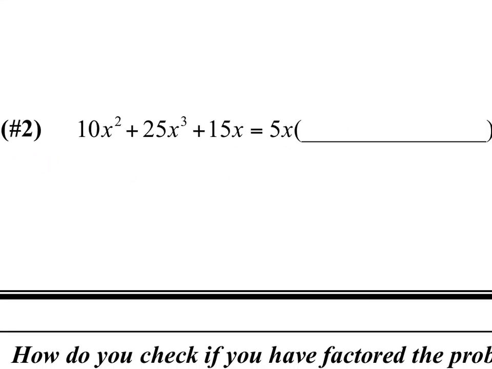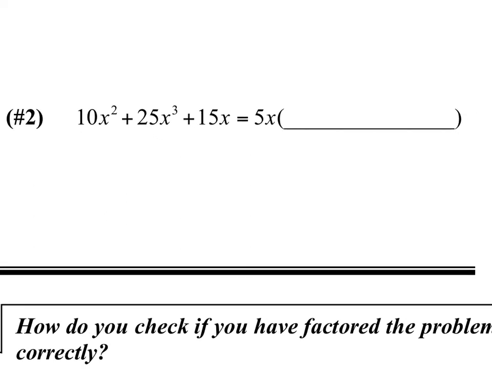All right, next one. 5x is the GCF. We're dividing everything by the GCF. So 10x squared, 10 divided by 5 is 2. X squared divided by x is going to be x to the first. 25x to the third divided by 5x. 25 divided by 5 is 5. X to the third divided by x is going to be x squared. And then 15 divided by 5 is 3. And x divided by x are going to cancel out. And there's our final answer. Okay?